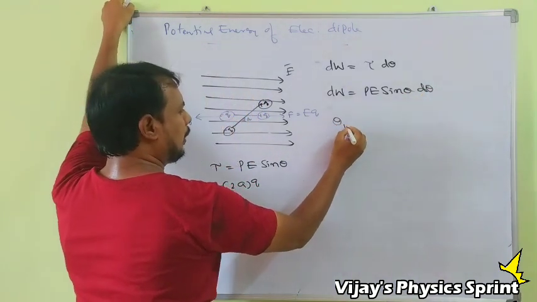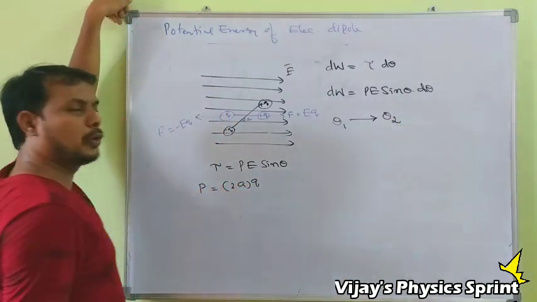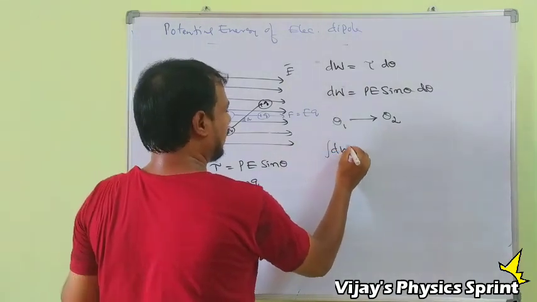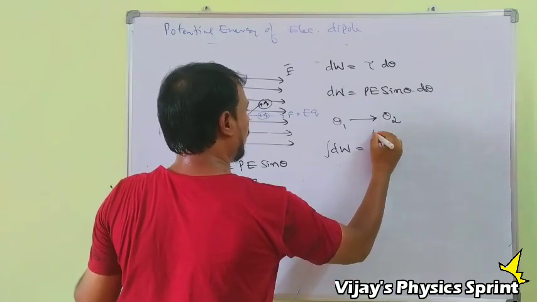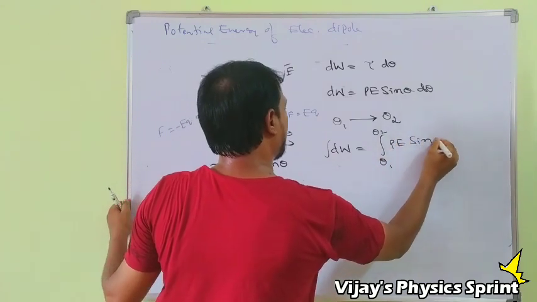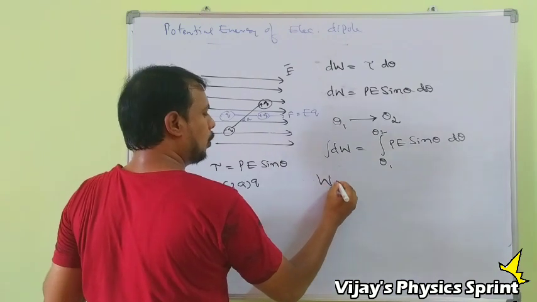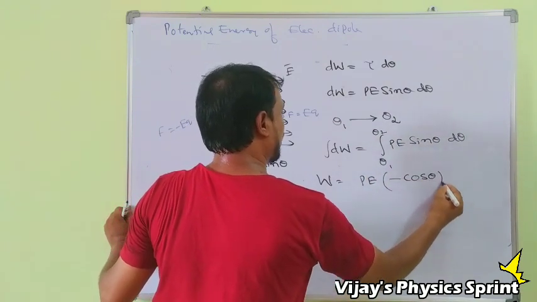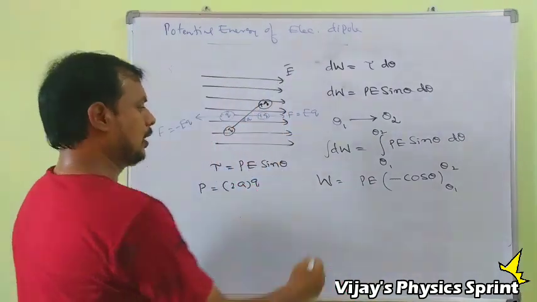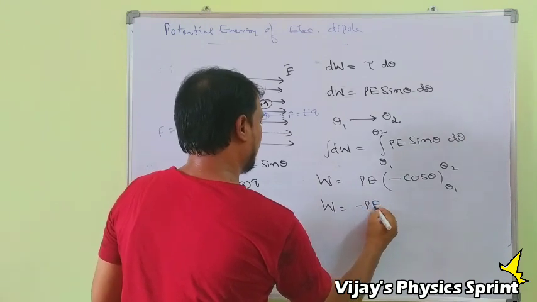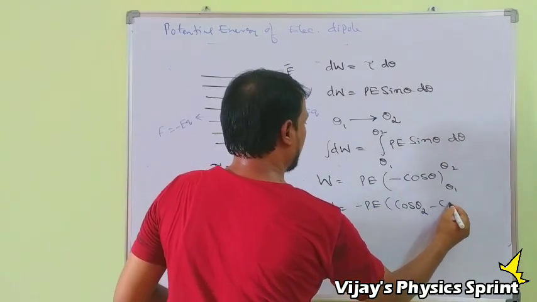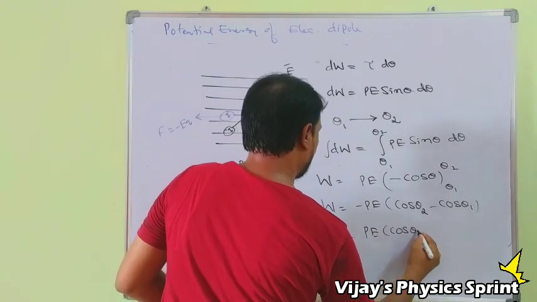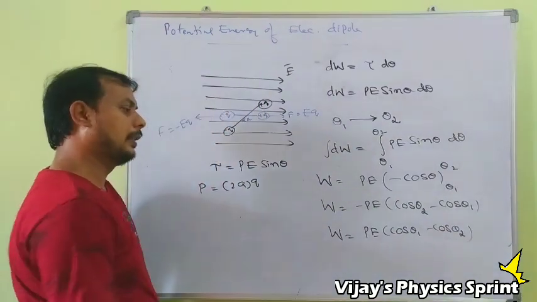Then the work done to rotate from theta 1 to theta 2. How much work is done to rotate the dipole from theta 1 to theta 2 in the uniform field? Applying integration on both sides, integration of dW equals integration from theta 1 to theta 2 of PE sin theta d theta. Integration of dW is nothing but W, and P and E are constant. Integration of sin theta d theta is minus cos theta, from theta 1 to theta 2. So W equals minus PE, substituting the limits, cos theta 2 minus cos theta 1, or W equals PE into cos theta 1 minus cos theta 2.